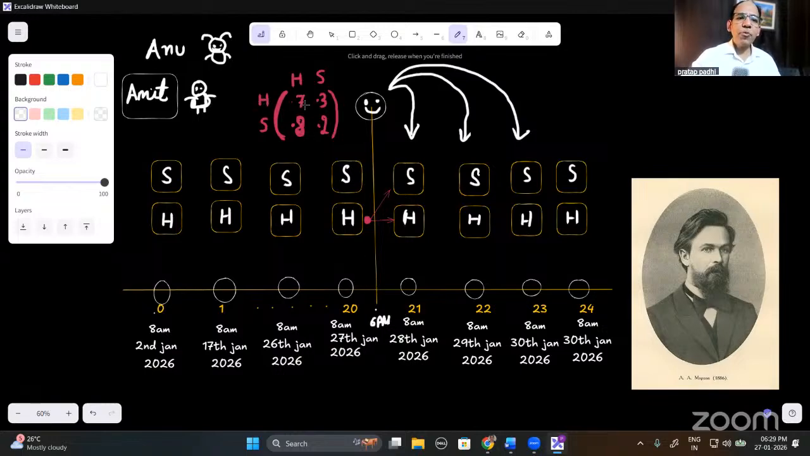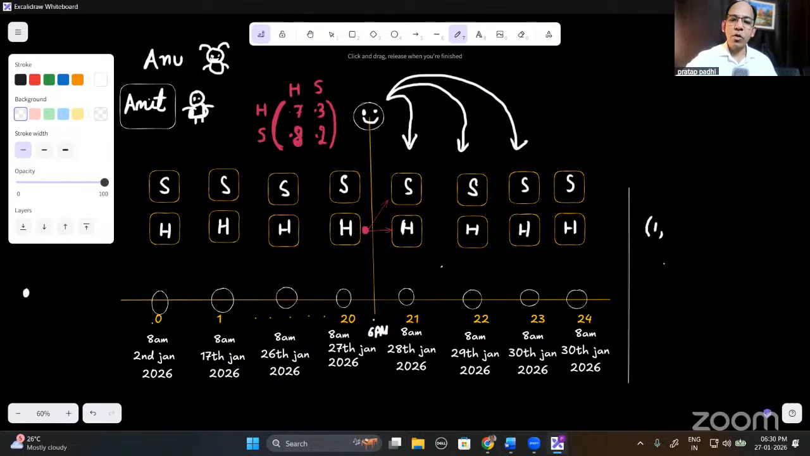See, H to H probability is 70%. And today I know the information. I mean, happy means what? It's 1-0 probability. So I'll multiply 1-0. This is 1-0. And this I will multiply 0.7, 0.3, 0.8, 0.2. Matrix multiplication, simple. So this is 0.7. And this one is 1 multiplied by 0.30. That is 0.3.